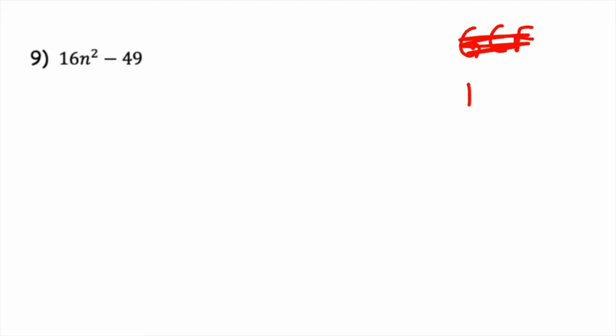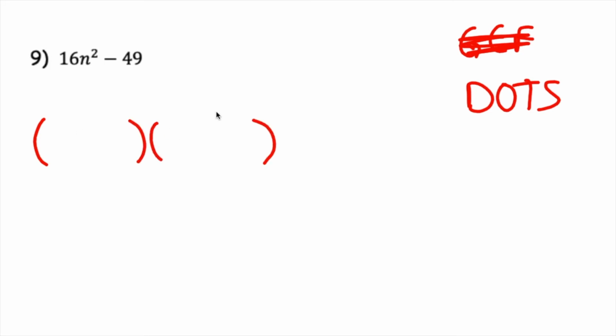So then I ask myself, is it a difference of 2 squares? Well, it's a difference. I have 2 terms. Are they both perfect squares? Can I write 16 as some number times itself? Yeah, it's 4 times 4. N squared is n times n. How about 49? Yeah, 49, we can write that as 7 times 7. So we are ready to write our 2 sets of parentheses and split this up.